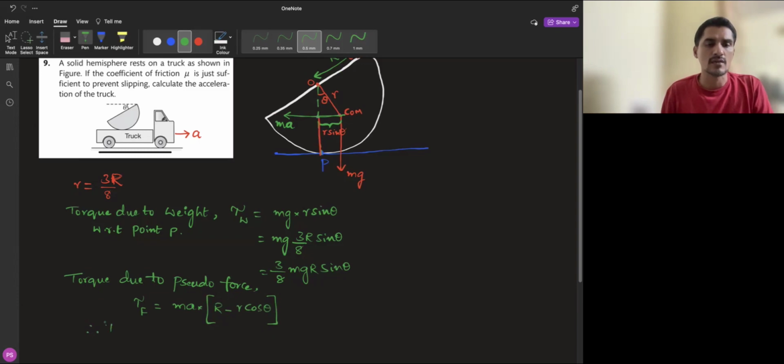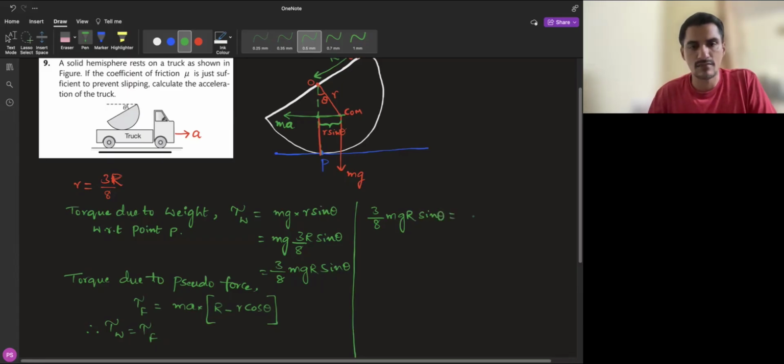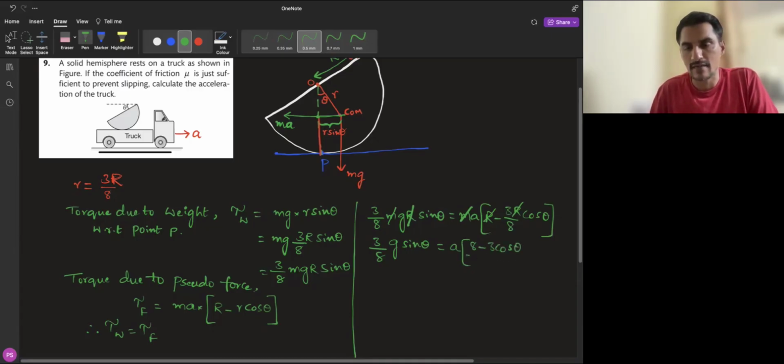Therefore, torque due to weight is equal to torque due to F because of the principle of moments, right? Let me write it here. So I'm going to write 3 by 8 mgR sine theta is equal to ma into R minus, instead of small r, I can write 3 by 8 capital R into cos theta. So m gets cancelled here. Therefore, 3 by 8, here we can cancel R also. So 3 by 8 g sine theta is equal to a into (8 minus 3 cos theta) divided by 8.